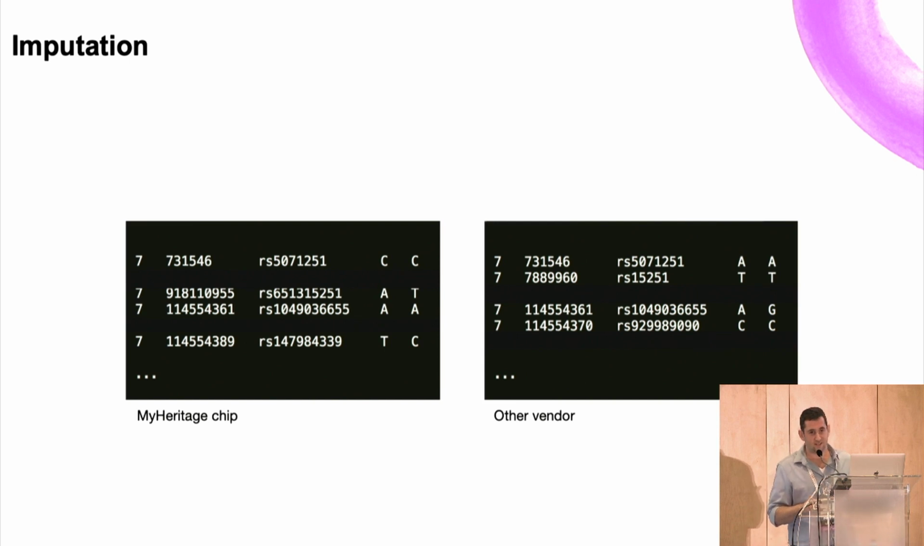So you can see that some of the SNPs appear both here and there, but some SNPs are unique to MyHeritage, and some SNPs are unique to the other company. And we need a common ground. We need to compare that. And the way we do it is by doing imputation.